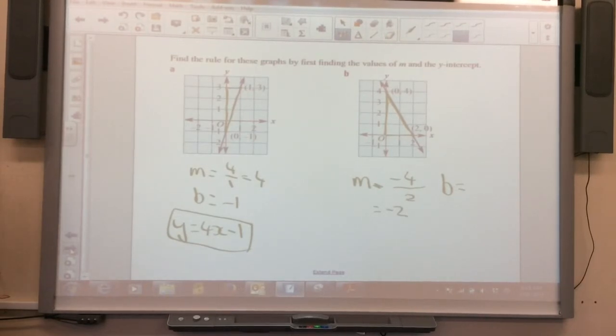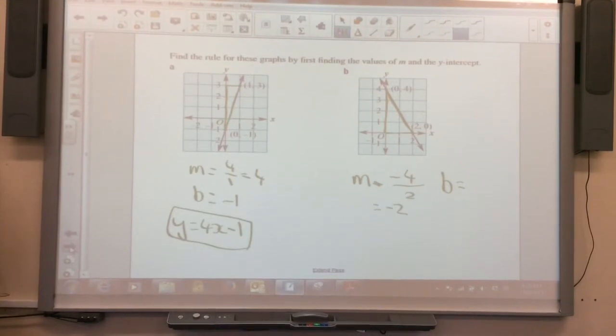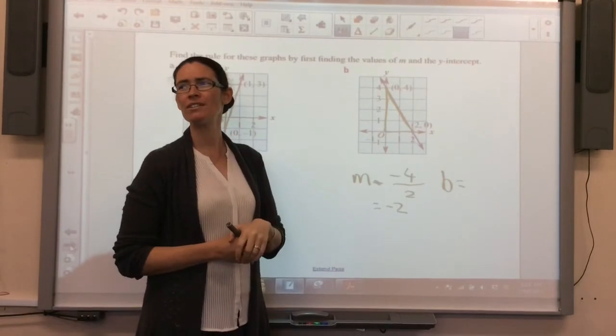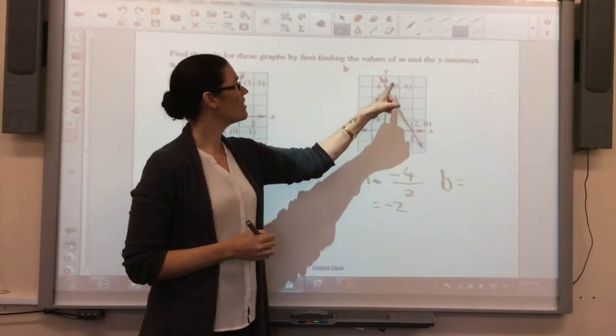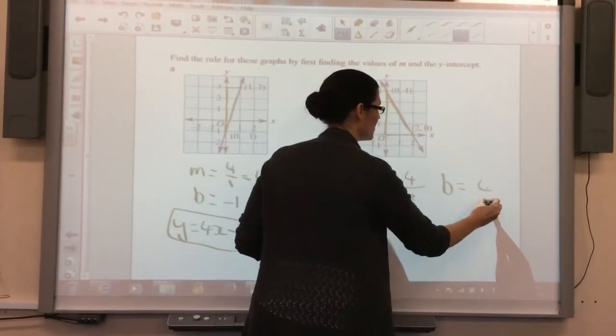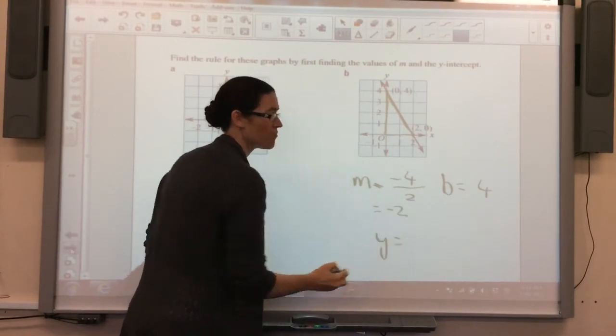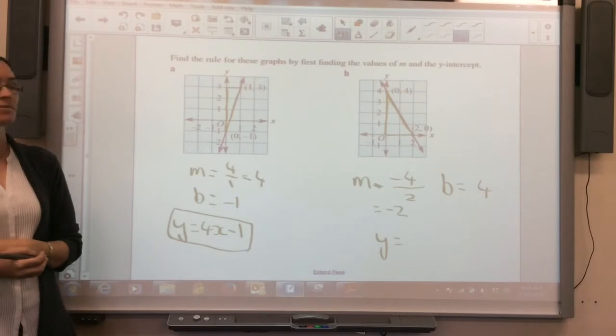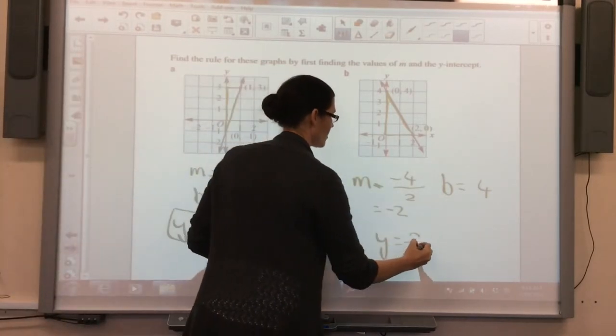What is my y-intercept? Where do I hit the y-axis? 0. Stop guessing random numbers. So what's the equation? Negative 2x. Okay, that's why you're ahead of me.